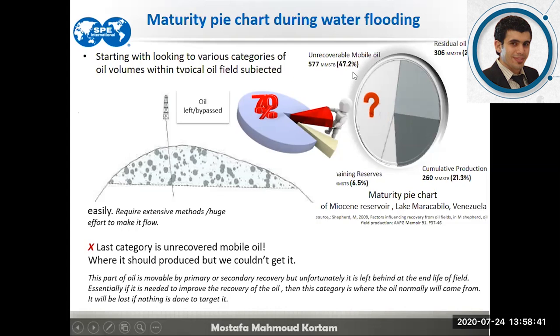So 47% should be produced and you should get it back, but unfortunately you do not get it back. Adding the 25%, this represents about 70% of the oil in place left behind, and what we can get even after the secondary driving mechanism, water injection, can be just 30%. So this part is the main topic of our ongoing discussion: how to minimize it, get as much as we can from that part, and find a suitable way to overcome the problem that leaves this huge amount of oil, closer to half of the oil in place.